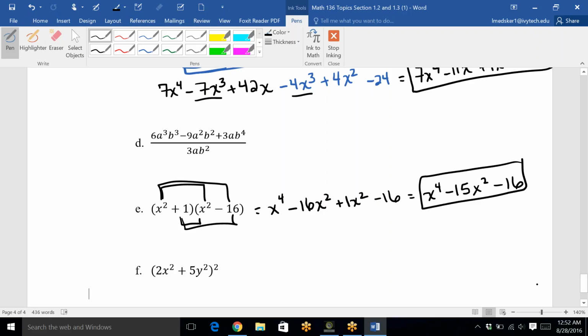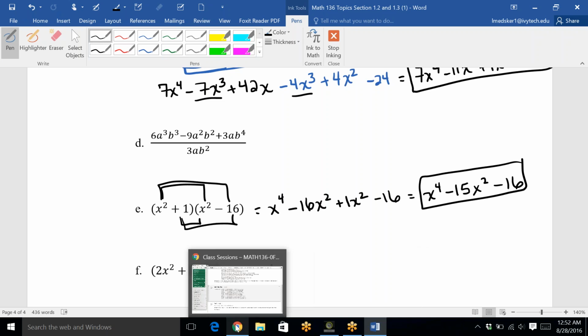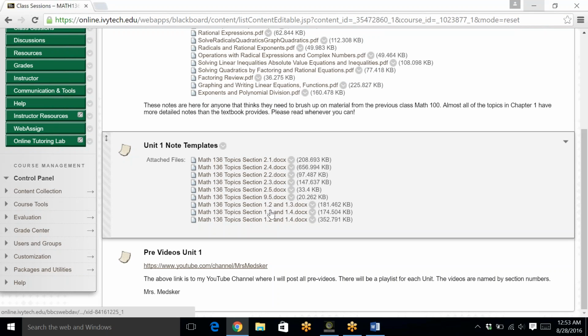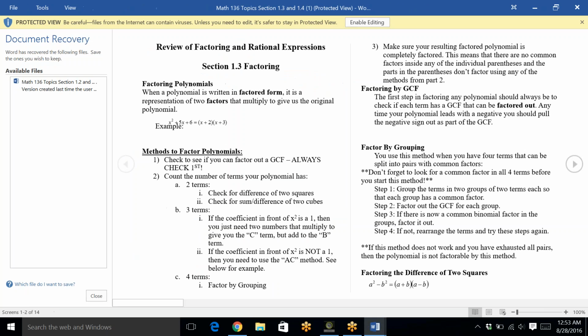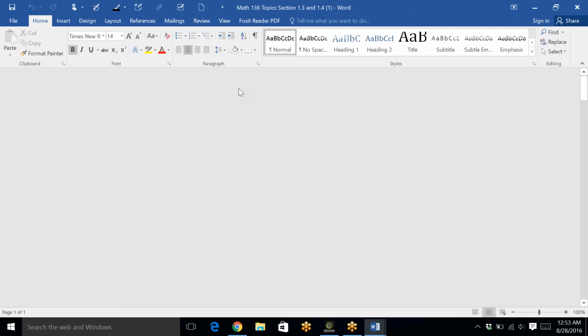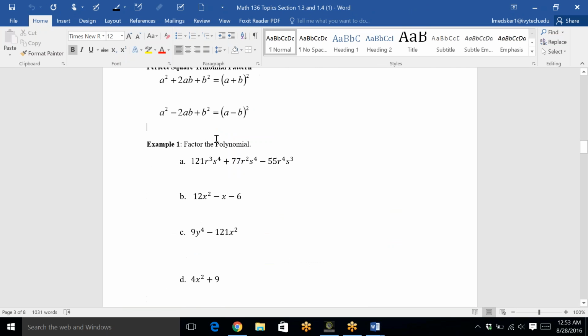Okay, so I'm going to minimize this section, and we're going to open up the other piece that had the 1.3 in it, which was the section over factoring. There were a couple of those examples we skipped over as well, just trying to get through one of each type in class. So we learned that there were different ways to factor. Factoring out a GCF is always the first thing you check for.